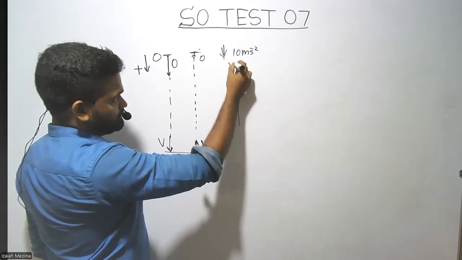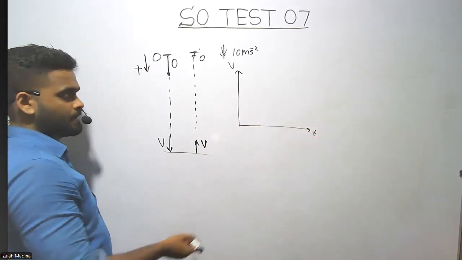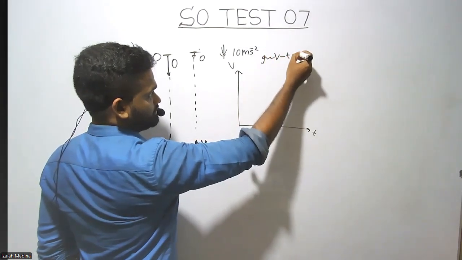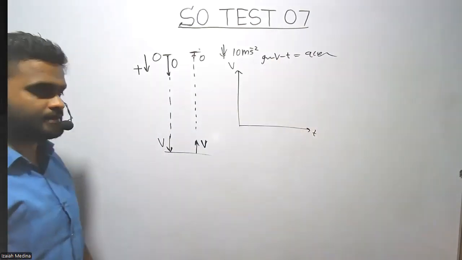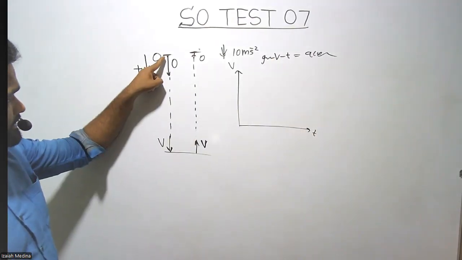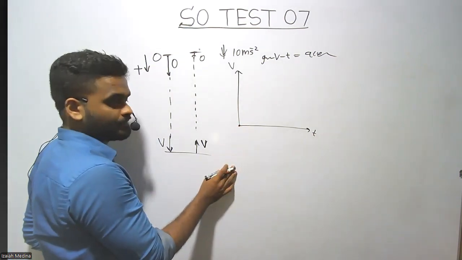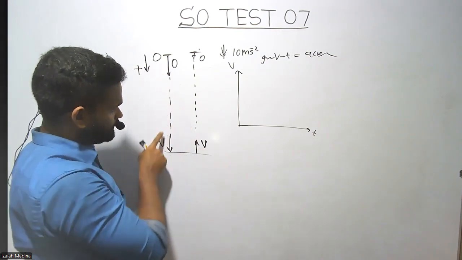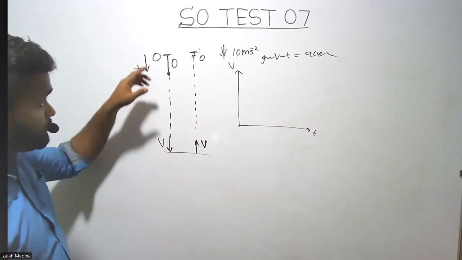Okay, they are asking about the VT graph. When it comes to the VT graph, the gradient of the VT graph is equal to acceleration, right? The initial velocity is 0, so the graph starts from here. Then it falls down, and velocity is increasing. What about the acceleration?